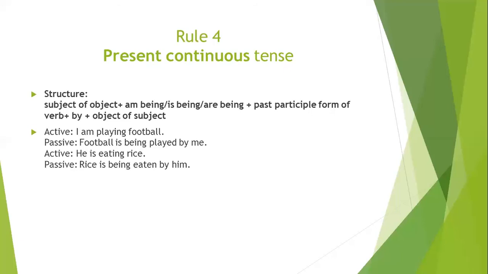Cadets, let's switch to our next rule. That is rule number 4. Here we will come to learn present continuous tense. That is, how will you change an active voice in the present continuous tense into a passive voice? The structure is subject of object plus am being or is being or are being that will be used according to subject. Then past participle form of verb, then by, and then finally object of subject.